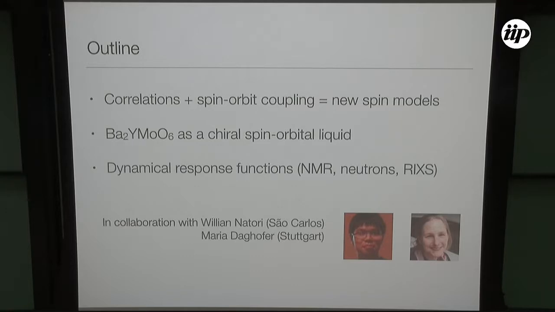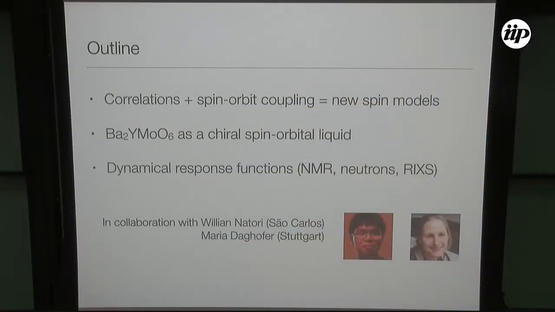So this is the plan for this talk. Basically, the message of this talk will be that if you consider the combinations of strong correlations and strong spin-orbit coupling, we can get some new strongly correlated phases that are described by new spin models. And I'm going to illustrate this idea by talking about the case of this compound. This is barium molybdenum oxide, and propose that this is some kind of what we call a chiral spin orbital liquid. And then I'm going to discuss our attempts to characterize some properties of this chiral spin orbital liquid.